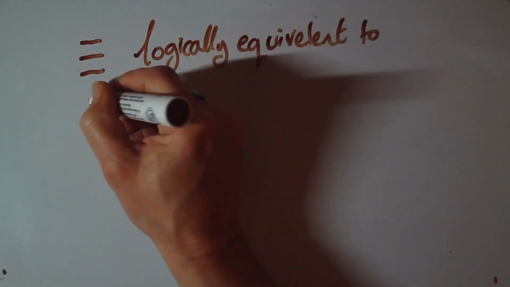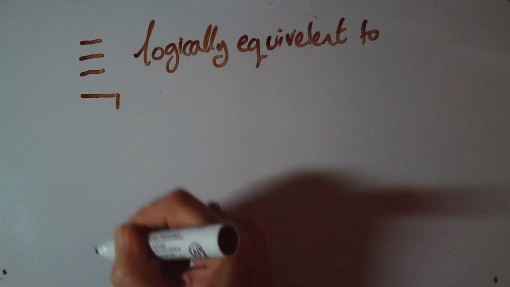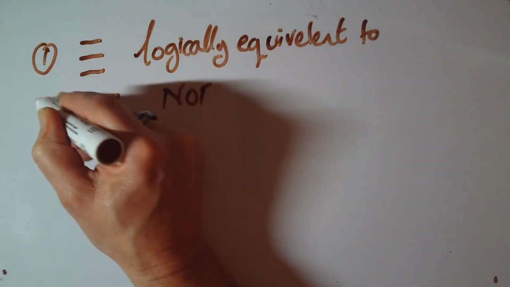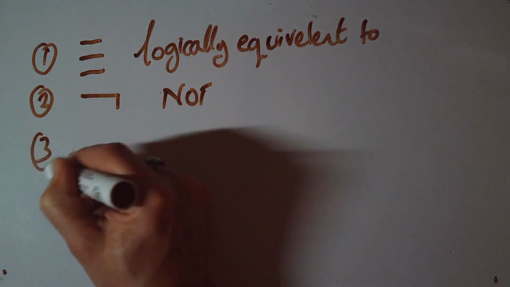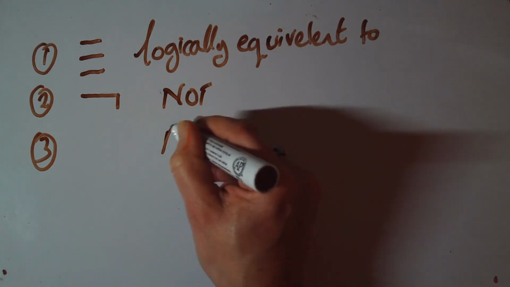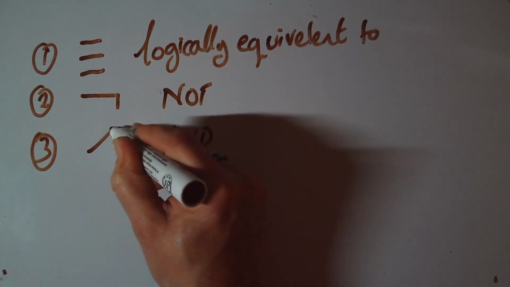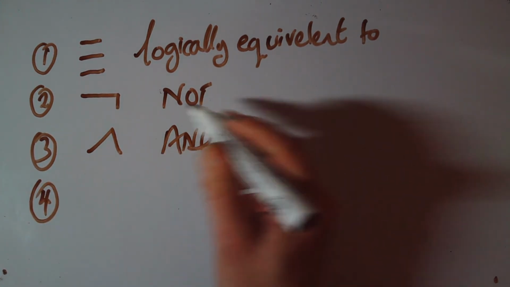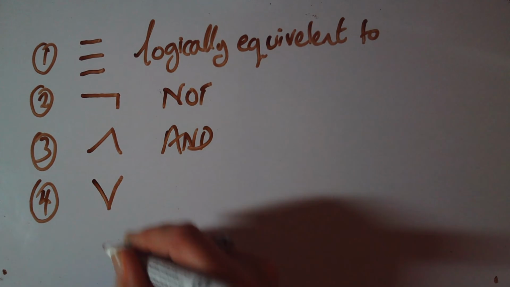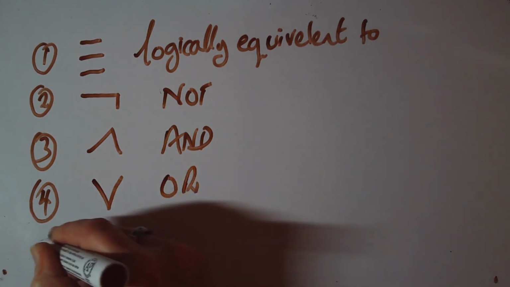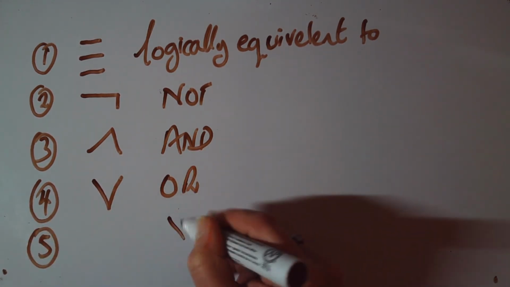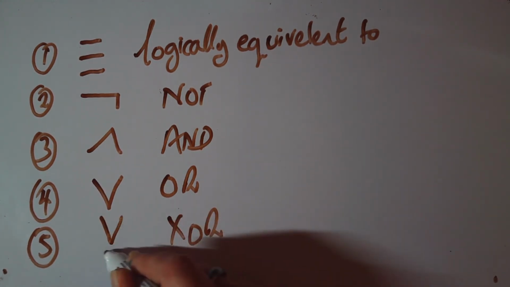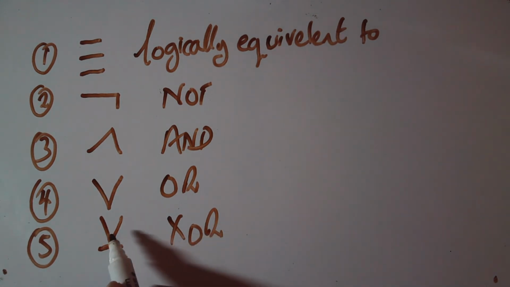Okay, then we had the not symbol, which is the line with the drop down. So this is what we use for not. I'm just going to number these. Number 2. Number 3, we have the symbol for an and. It's the caret symbol or the upward arrow. And then finally, we have the or symbol, which is the downward arrow. And then finally, this time, we have the exclusive or, and the symbol for an exclusive or is the same as an or, but we need to make sure that we put a line underneath.